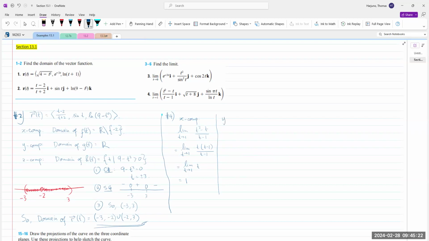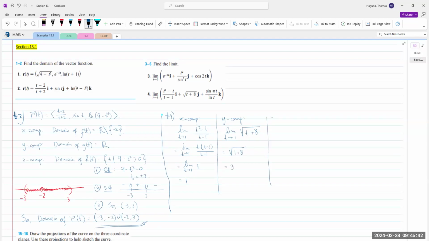Okay. The y component, I think this one is easy. Limit t goes to 1 of square root of t plus 8. Oh, that's continuous there. It's continuous at 1, so this is square root of 1 plus 8, square root of 9, that's 3.